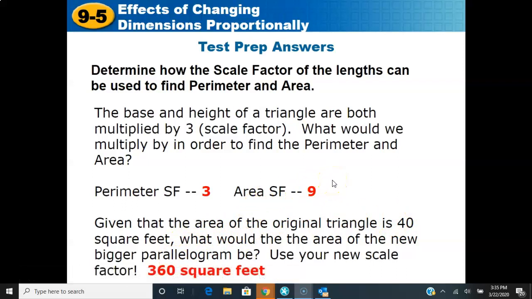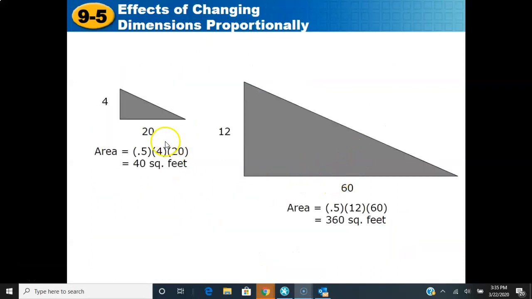If you learn a little better by visualizing, let's take a look at a picture. I drew a crude picture here. This triangle does have an area of 40 square feet. There are a bunch of ways to get triangles with an area of 40; I just happened to pick this. 4 times 20 is 80, divided by 2 is 40. Now we're going to triple everything.